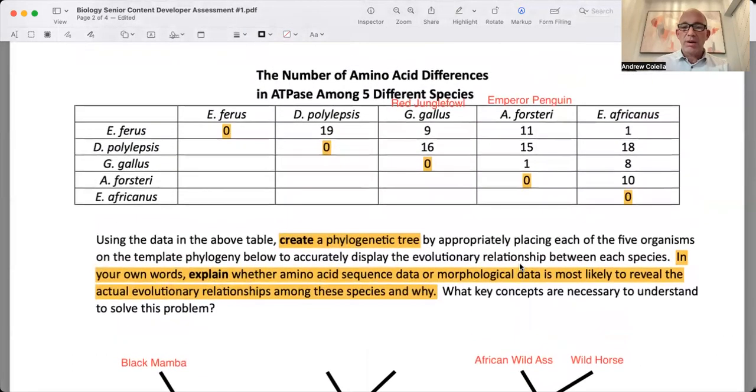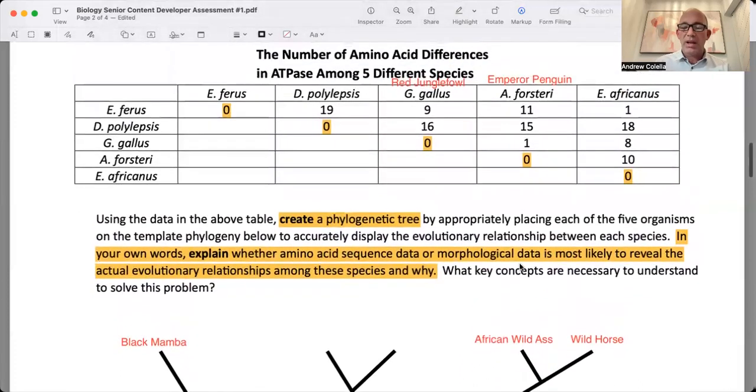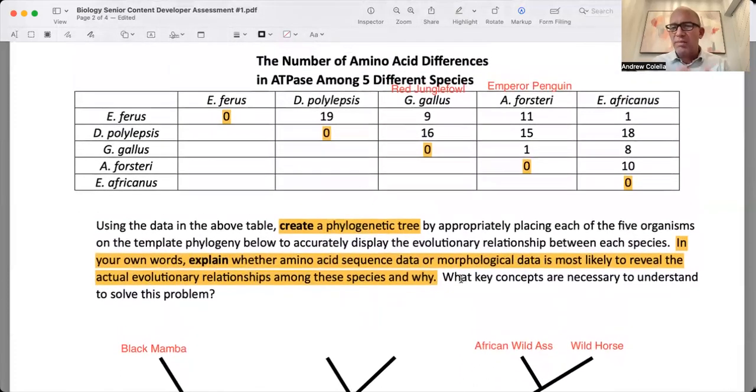All right, so I'm down to my jungle fowl and my emperor penguin. I want to see if it matches all of my patterns. So when I compare my emperor penguin to my jungle fowl, I only see one difference here. Oh, by the way, half of this data table is empty. You could fill it.